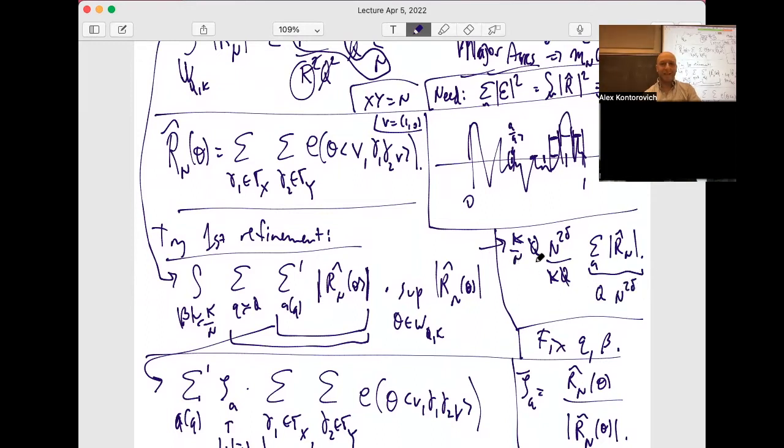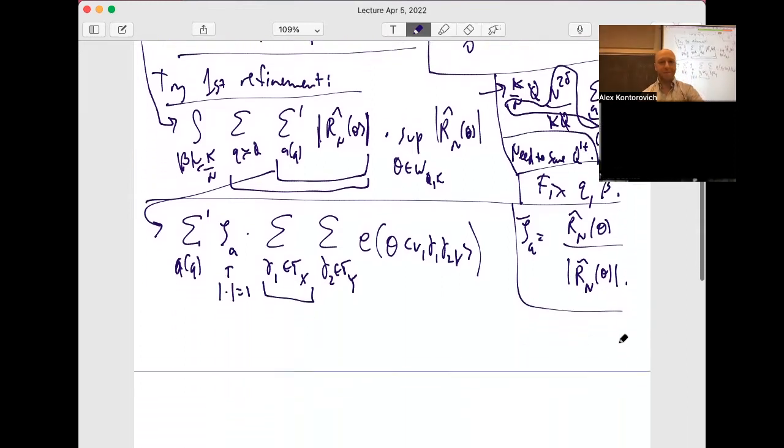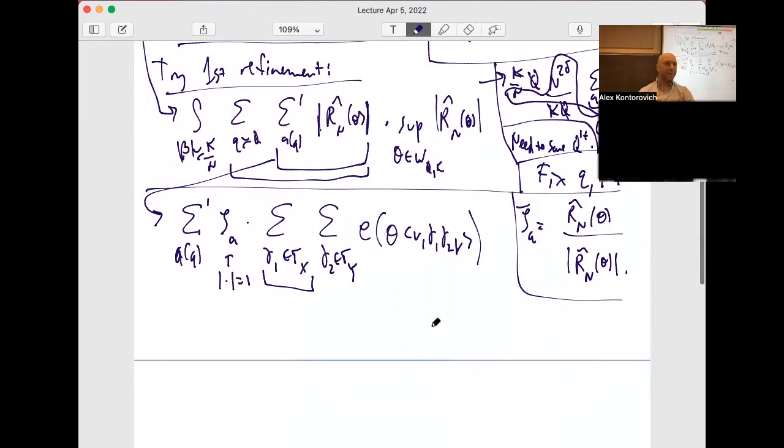So what I need to save, I have my n to the 4 delta minus 1, and what I need to save is a little bit more than this Q. I need to save Q to the 1 plus. Okay, so that's just to get our bearings.